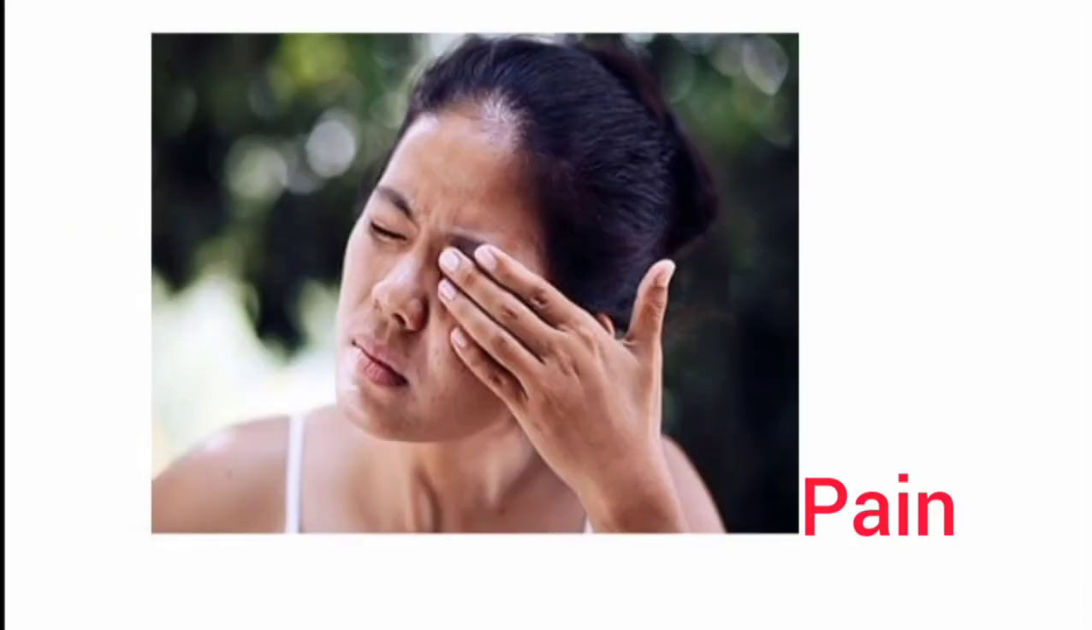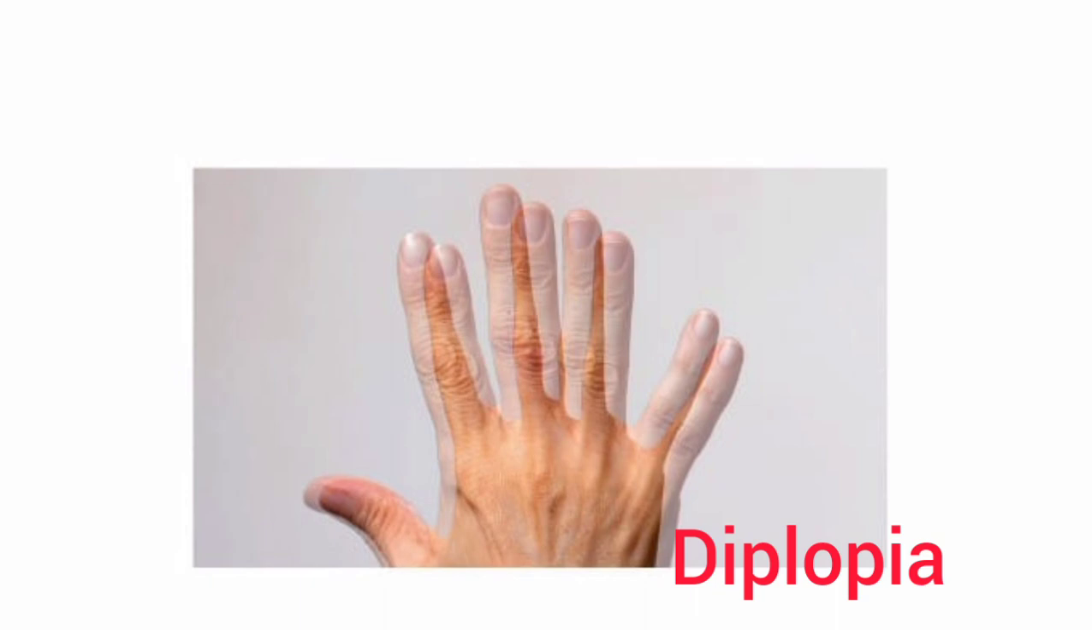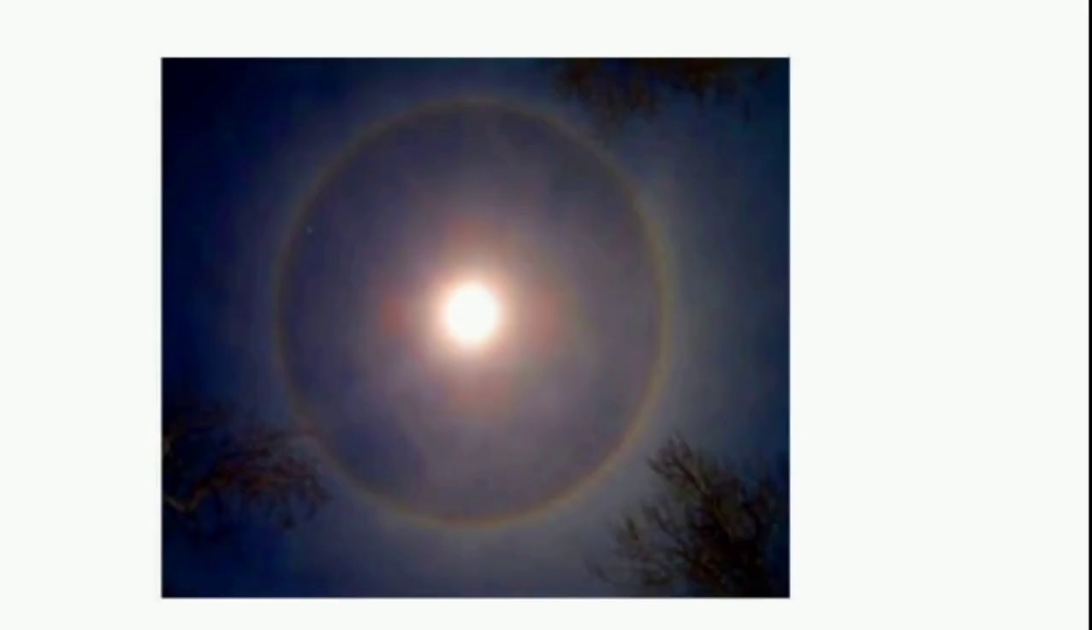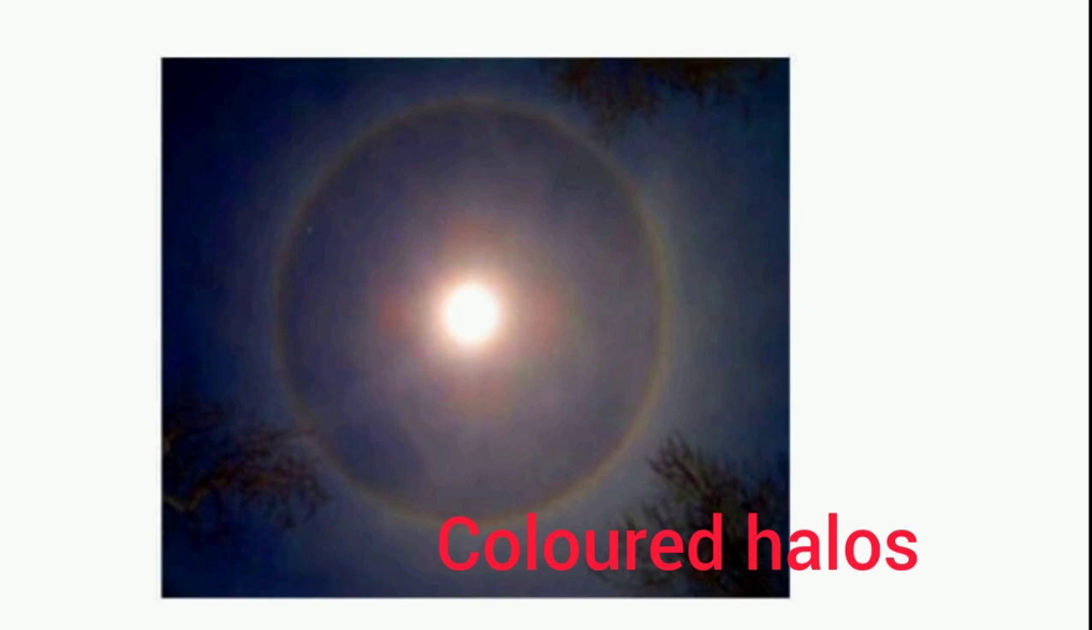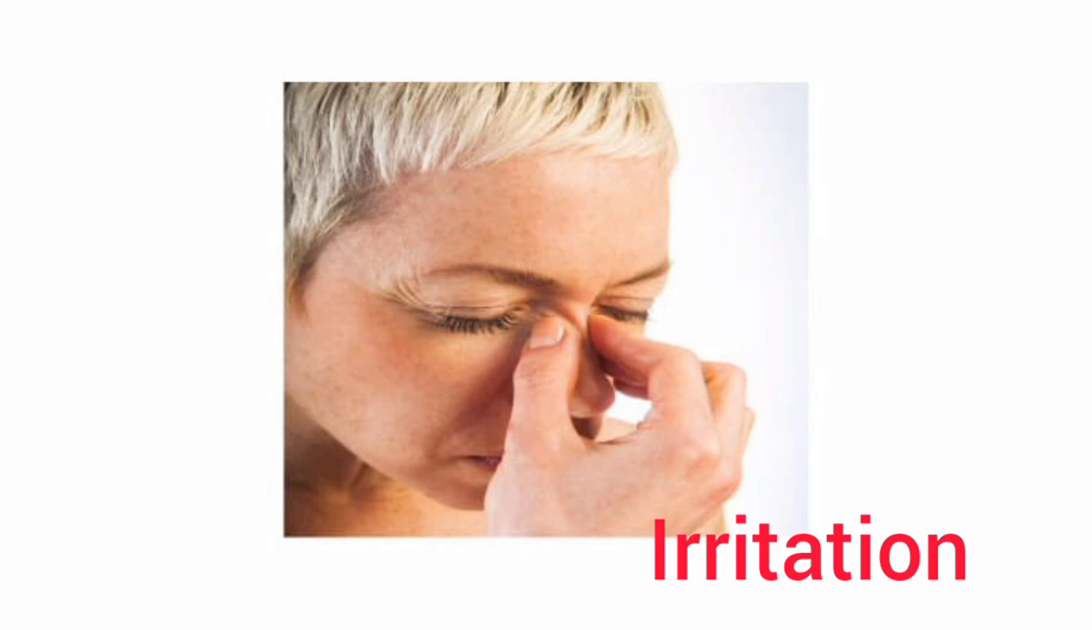And the next complaints are pain, headache, and deviation of eye, which means the eyes are directed in different directions. Diplopia means double vision. Halos means bright circles of light that surround headlights and other light sources. Colored halos means the circles appear in different colors. Distorted vision means objects look wavy or bent. And the next complaint is eye irritation. Pricking sensation means a sensation in the eye like something pricking with a needle.